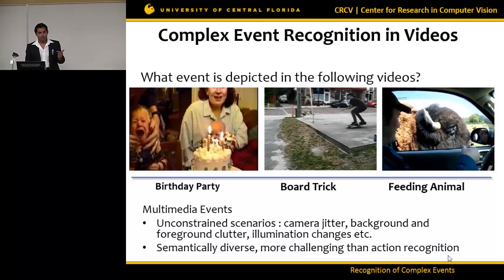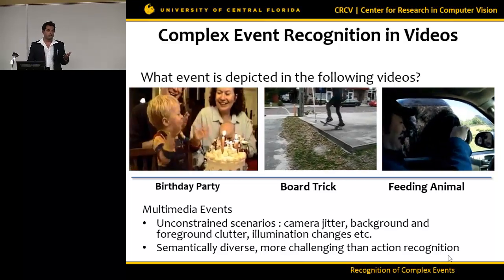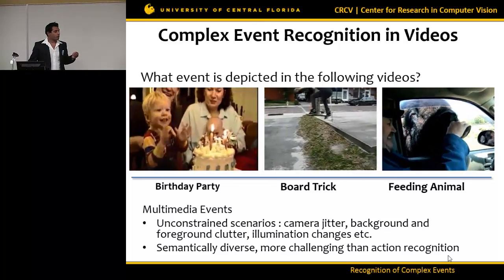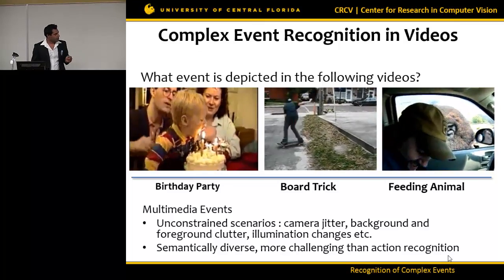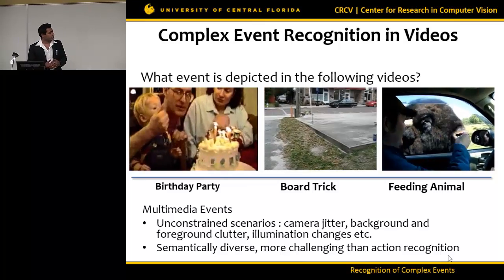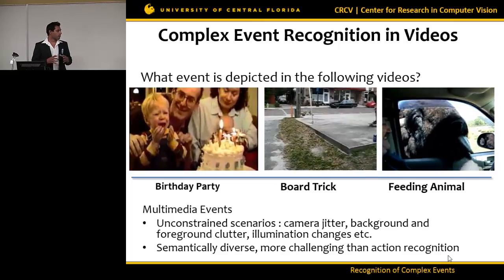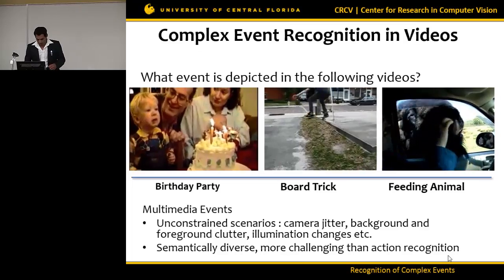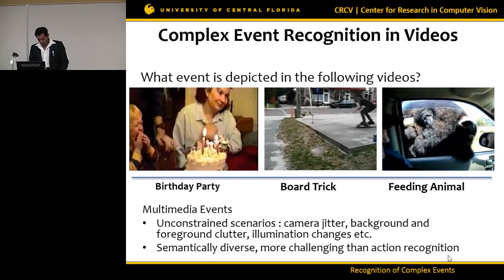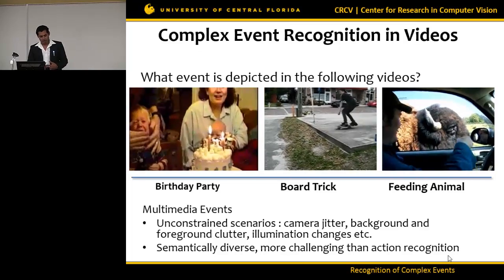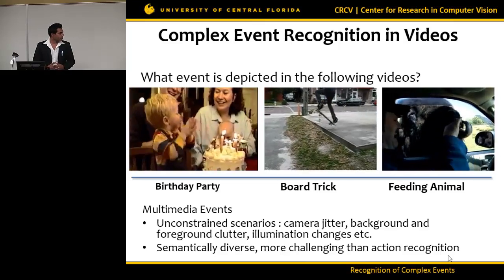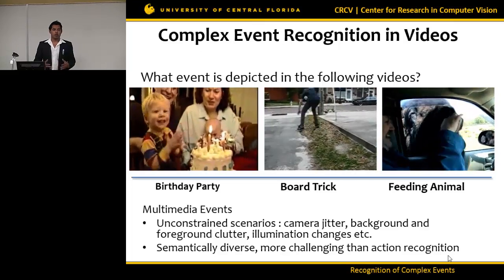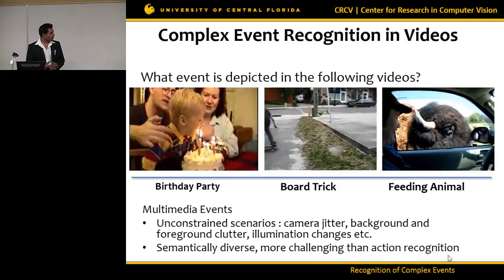But for machines, computer vision, for that matter, has a lot of problems because of the challenges that I list below. As you can see, these events are captured under unconstrained scenarios, which is wild. It has camera background jitter, lots of camera motion. There is foreground and background clutter, illumination changes, which are standard computer vision problems.